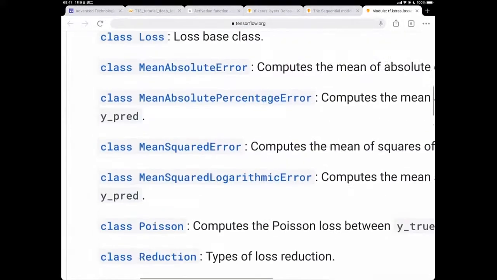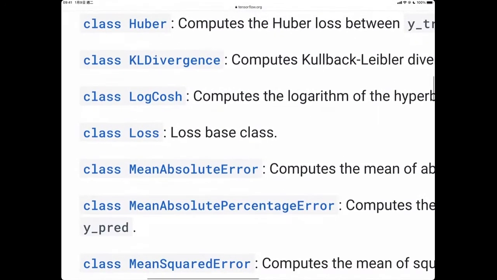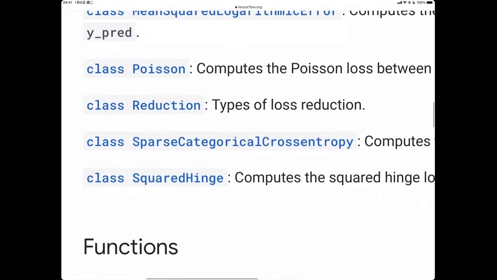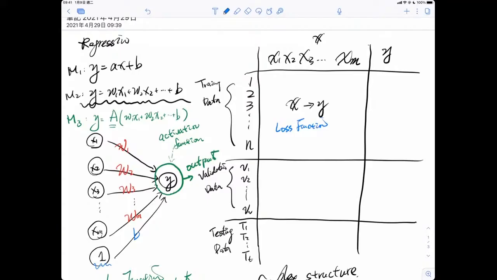For example, cross entropy right here, categorical cross entropy, binary cross entropy. That means I would like to build a classification model. Of course, there are some other loss functions we don't even introduce right now because they are a little bit too complex. But right here, going back to here, when you design your model, for example, let's say N3. N3 is good enough, and its output value is y hat.